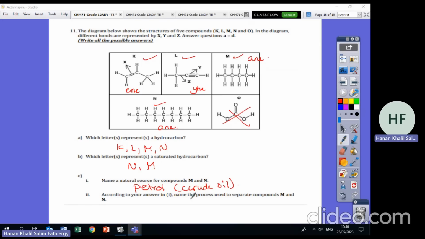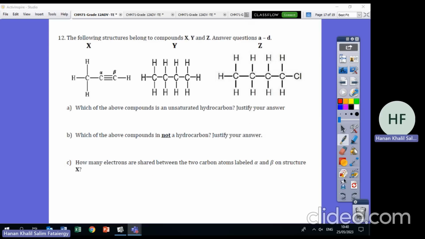Okay, name the process used to separate them. This is called fractional distillation. Okay, notice that these questions are from last year exams, so be careful for them. Now let's do this question.